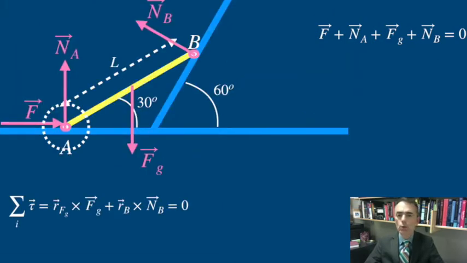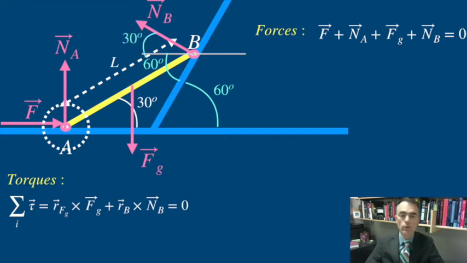Now I will decompose the forces into X and Y. F, N1 and weight are simple. For N2, I need to pay attention to find the angle with respect to the horizontal. If this angle is 60, then this other is also 60. Therefore, this one is 30.